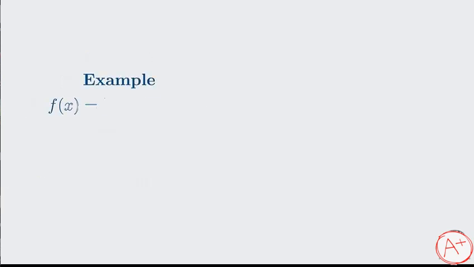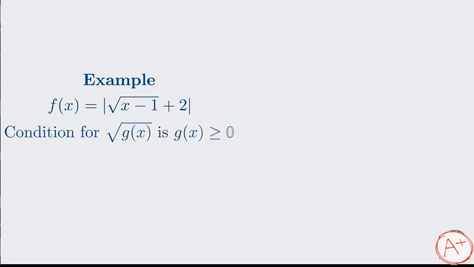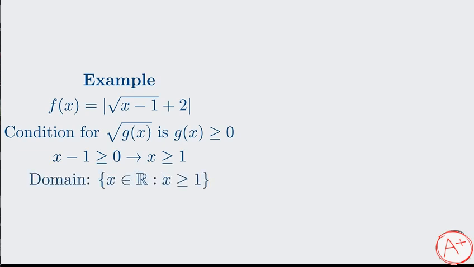Now consider a modulus function containing a square root. f of x equals the modulus of the square root of x minus 1, plus 2. Here, we must look at the inner function. The square root requires the radicand to be non-negative. So we set x minus 1 to be greater than or equal to 0, which gives us x is greater than or equal to 1. The modulus doesn't change this requirement. So the domain remains x is greater than or equal to 1. The bars only ensure the final result is positive. They don't help the square root deal with negative inputs.